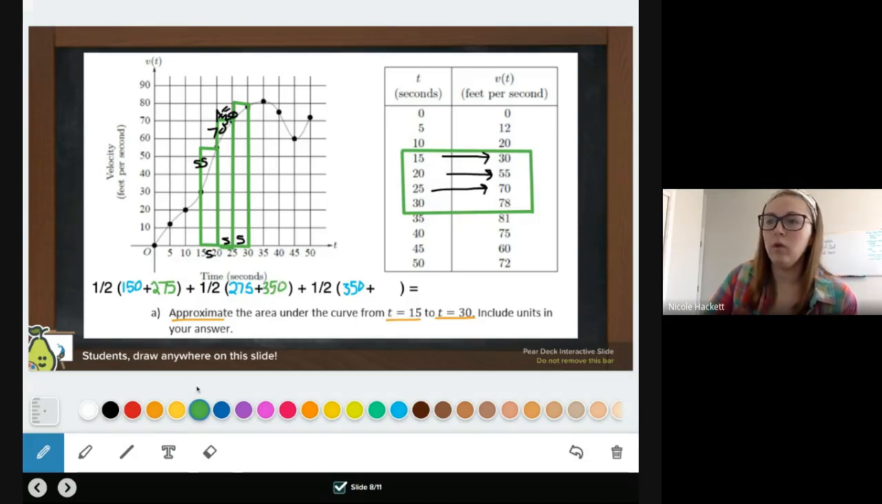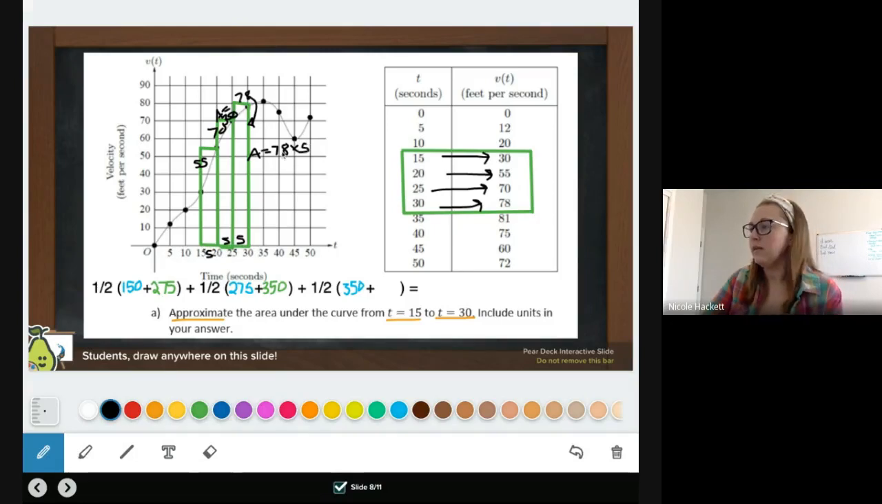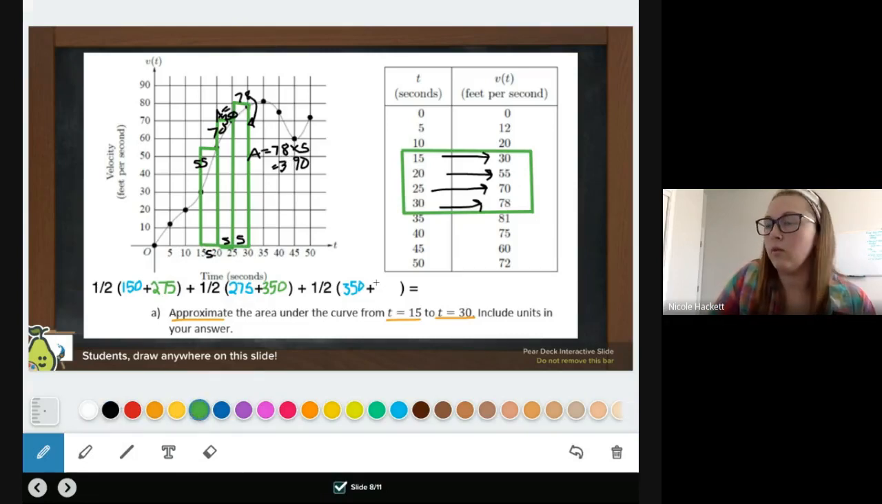And then we're going to do one more calculation here. This is still 5. This one hits all the way up at 78. So for the area, I need to do 78 times 5. 78 times 5 is going to get me 390. Okay, so then I stick this right here.